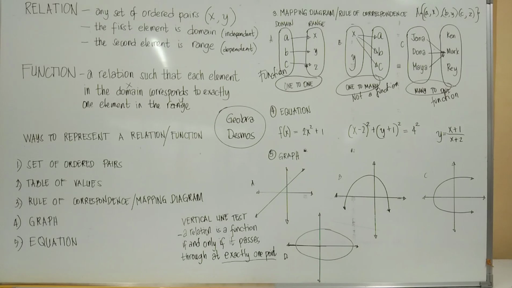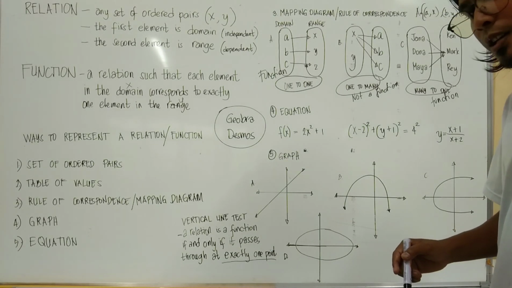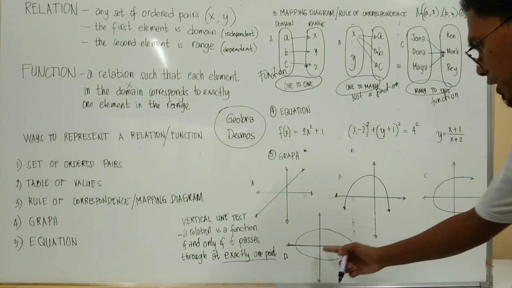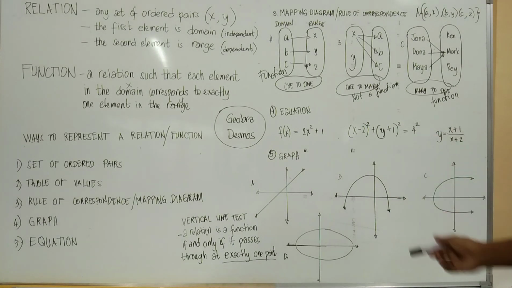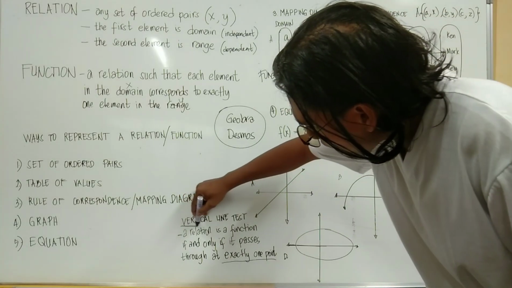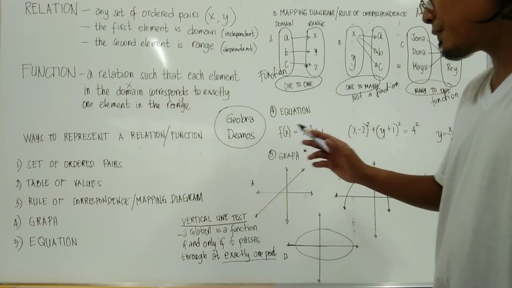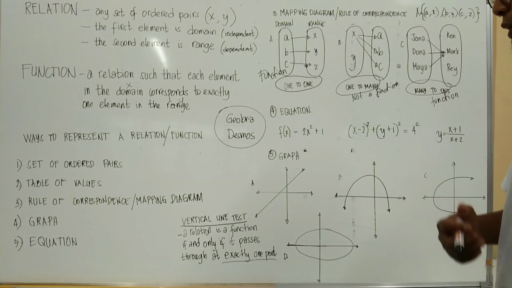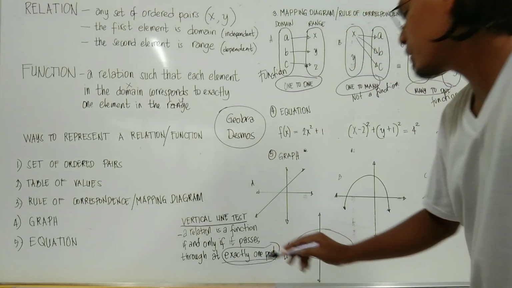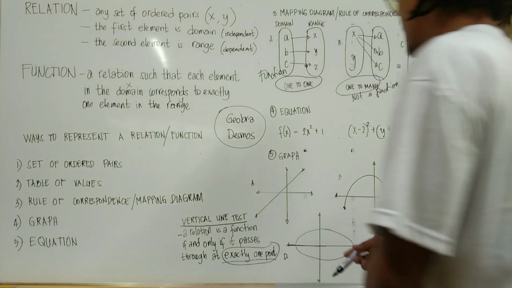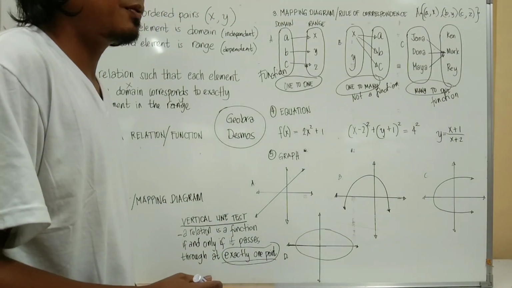Okay, the last, we have graphing or graph. So we can represent a relation or function using a graph. So we have example A, B, C, and D. In identifying whether a graph of a relation is a function or not, we use the vertical line test. The vertical line test says that a relation is a function if and only if the line passes through exactly one point. If the graph passes through the vertical line at not exactly one point, it is not a function.